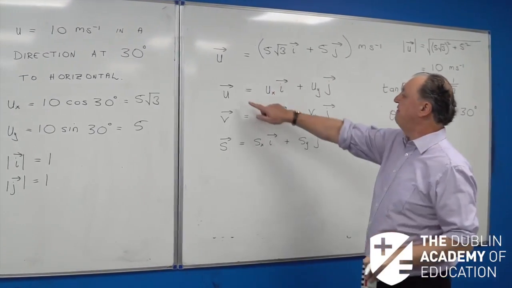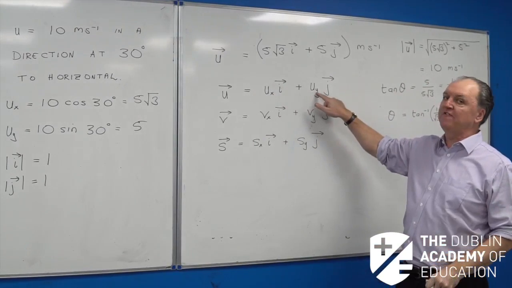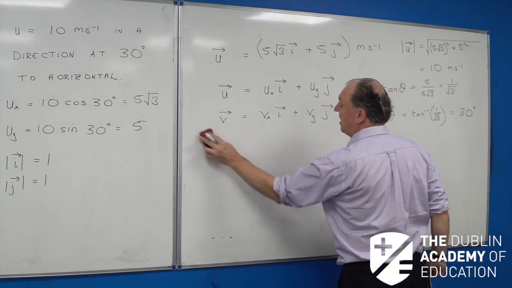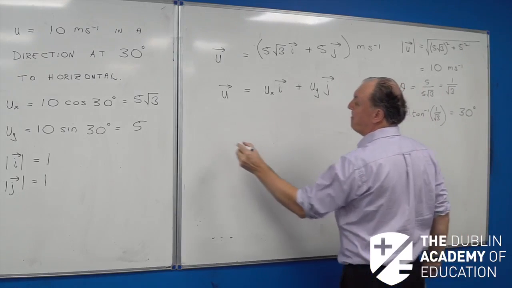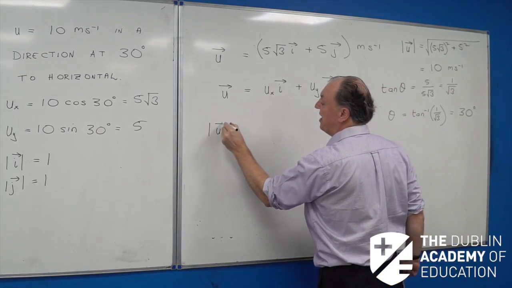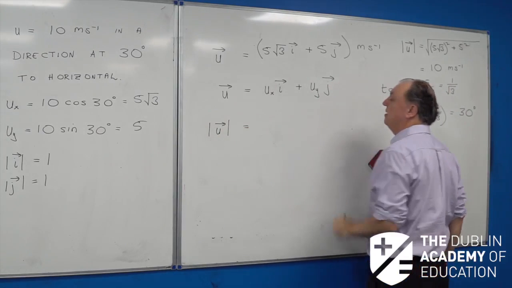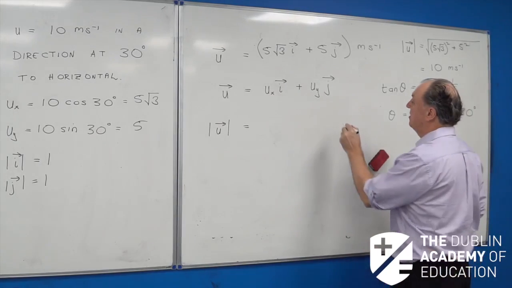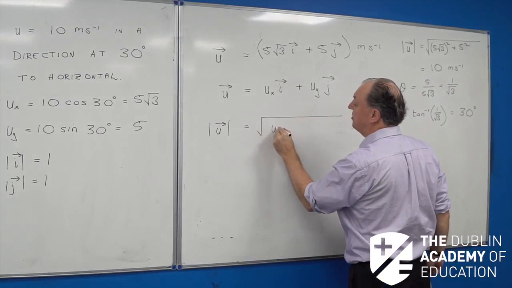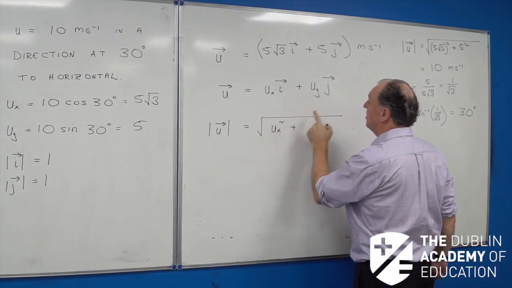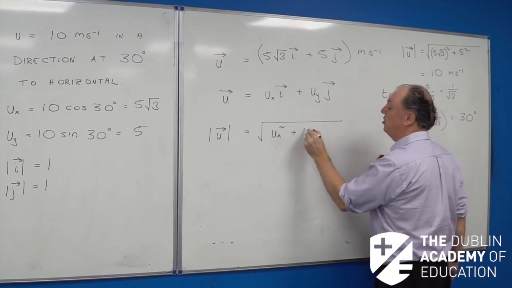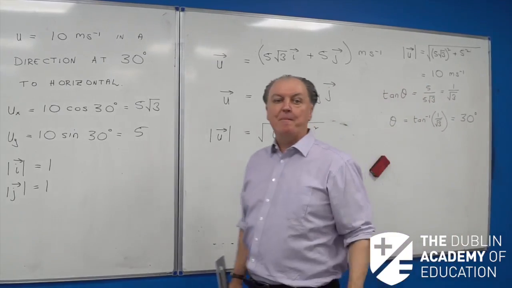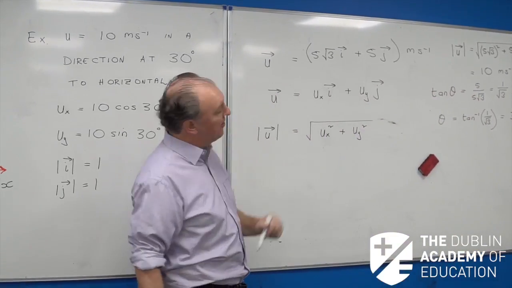If I'm given a vector like that in its i and j format, and I want to work out the size of the original vector, also called the magnitude of the vector, I write it down like that. It's equal to, using Pythagoras, the square root of the number in front of i squared, ux squared, plus the number in front of j squared, uy squared. So that's how I find the magnitude of the vector from its i and j format.